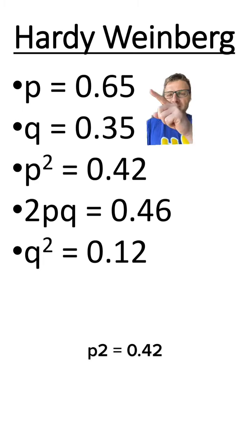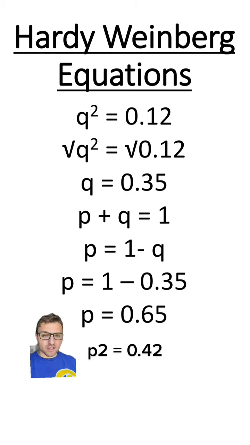So now we know what p and q are, we can figure out what p squared is. To figure out what p squared is, you're going to take the square of 0.65, which is 0.42.